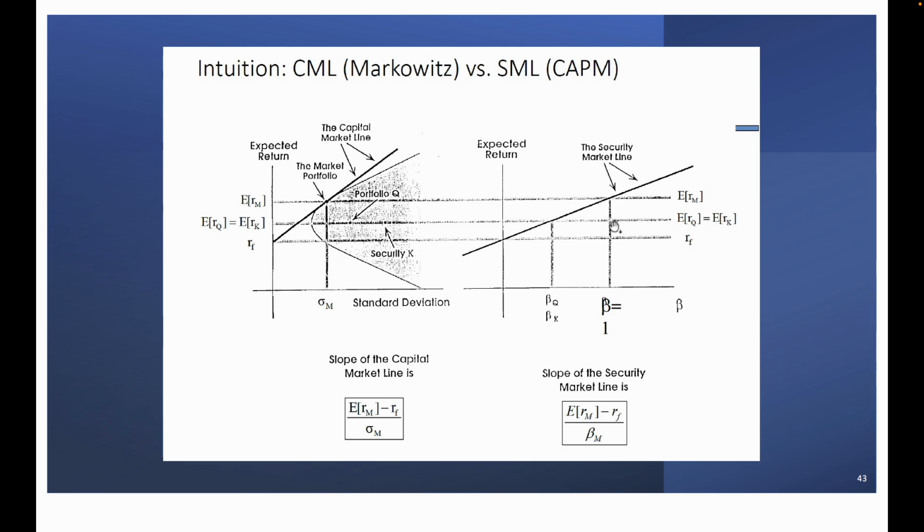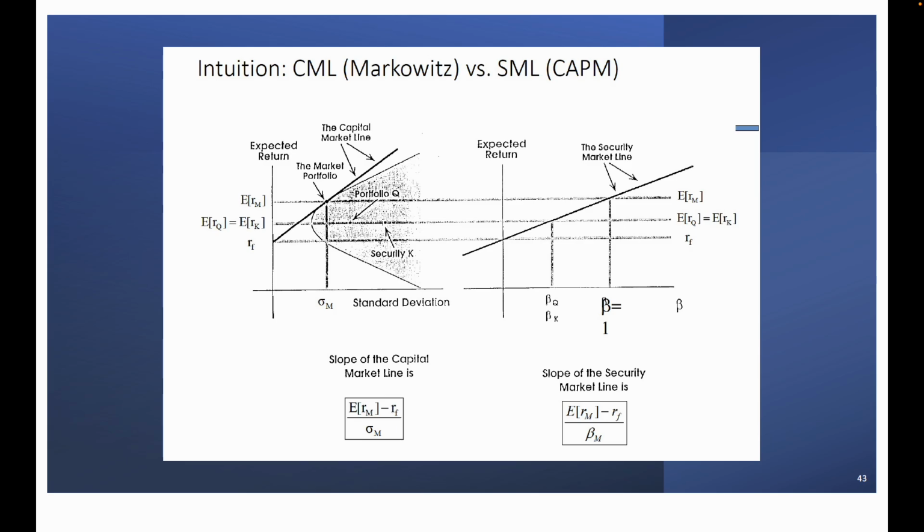Well, first, it must hold that they both have the same beta. Because the expected return, which is used to price future cash flows, is determined according to the CAPM, which means the expected return depends on the beta. So if something has the same expected return, and it obviously has because it's on the horizontal line here, it must have the same beta. So how can Q and K have the same beta if the volatility is different?